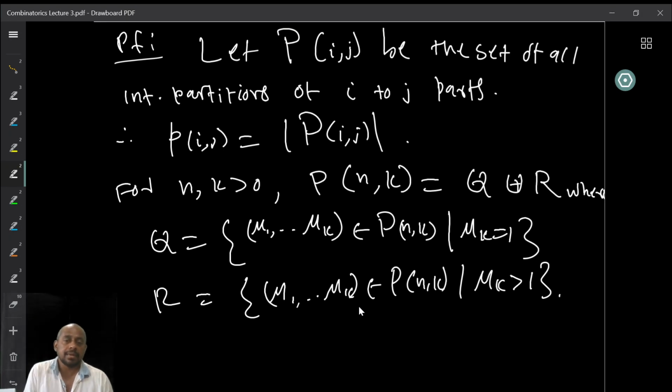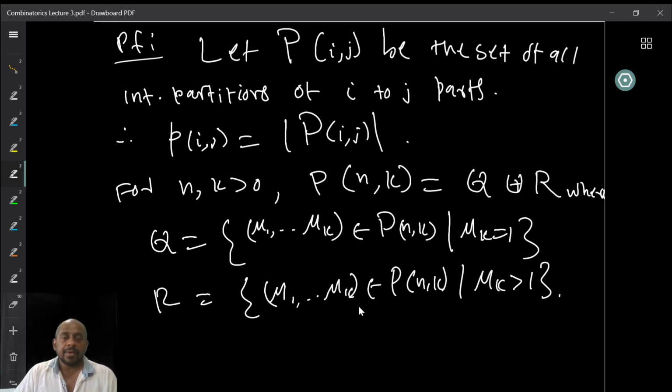Since we are writing in decreasing order of numbers, when the last parts are different, the sets must be disjoint. And since we are looking at all possible partitions where mu_k is equal to 1 and mu_k is strictly greater than 1, they will cover all partitions into exactly k parts. So therefore, Q union R will have exactly p(n,k) elements. So that is clear.